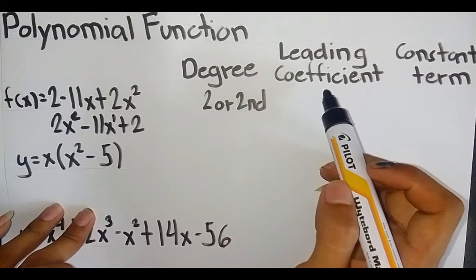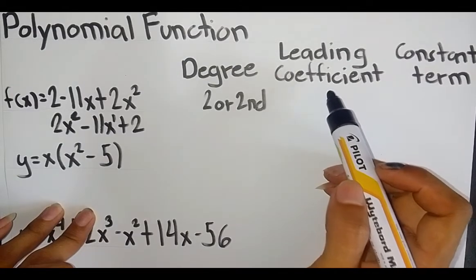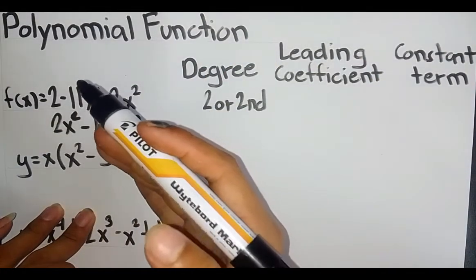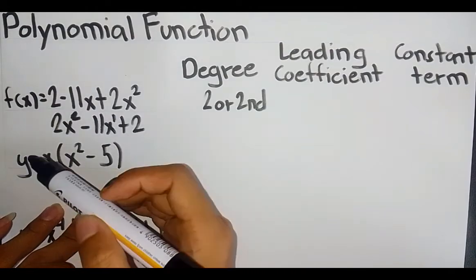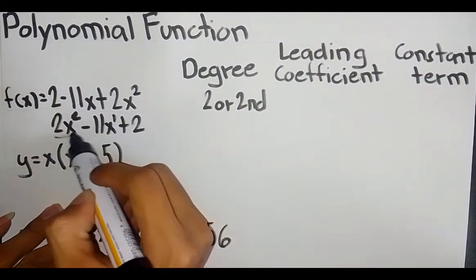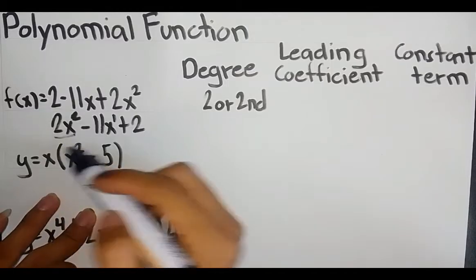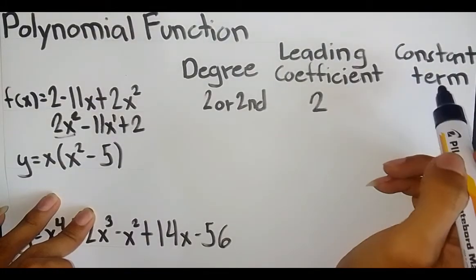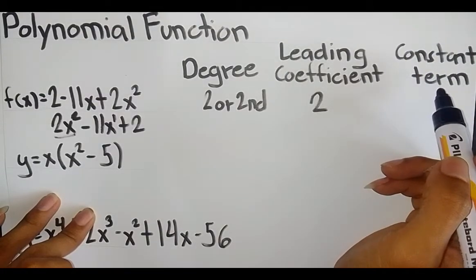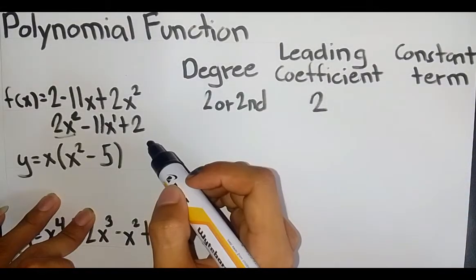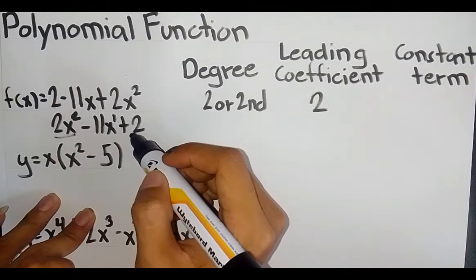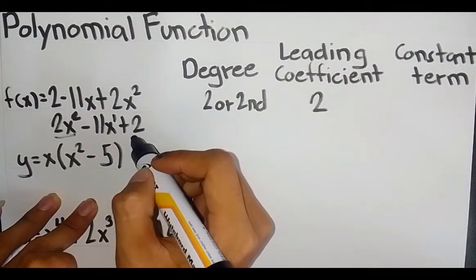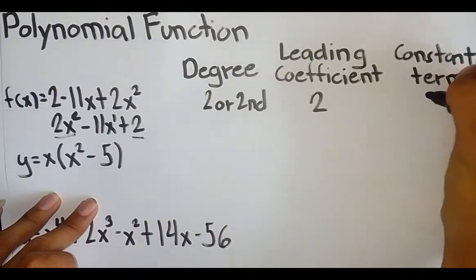And for the leading coefficient naman, malalaman mo lang ang leading coefficient kapag ano, ang kanyang naka-leading term, kumbaga nakauna na term. So for our first term, 2x squared, ang ating leading coefficient is 2. And for the constant term naman, malalaman mo lang ang constant term is the lonely number. So ang constant term is walang variable, number lang siya. So our constant is 2.